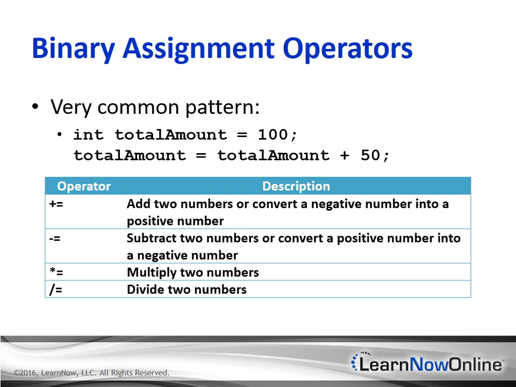All right, so using one of these operators, instead of that code at the top of the slide, I could write that. I can just say total amount plus equals 50. So this will take the current value of total amount, add 50 to it, and then assign the result of that addition to the total amount variable. So if I start out with total amount equal to 100, then the result, just like the previous statement, is that total amount is going to end up as 150.